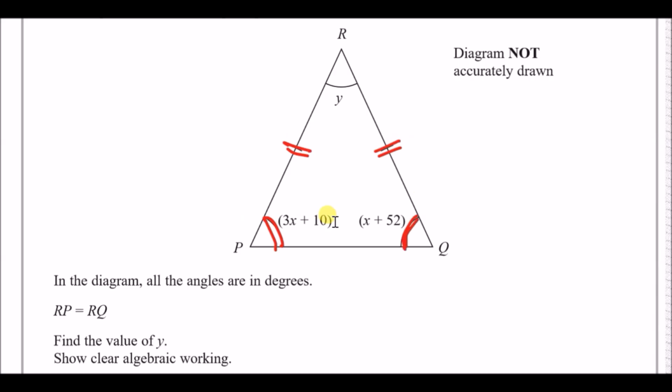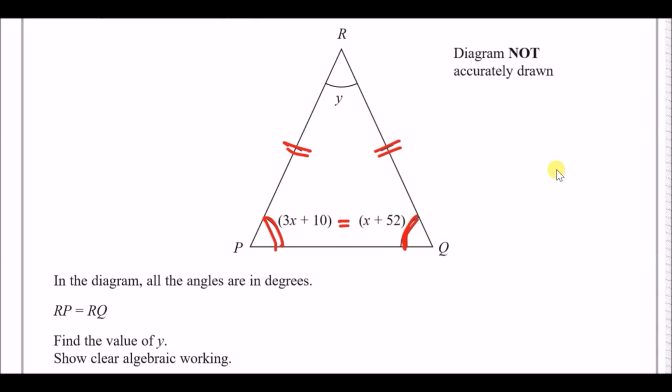Okay, which is important. So that means 3x plus 10 equals x plus 52. So I'm going to put a little equal sign there, yeah? Now find the value of y. Show clear algebraic working. Okay, so this is one of those kind of problems where they tell you to find y, but secretly you need to find the value of x first.